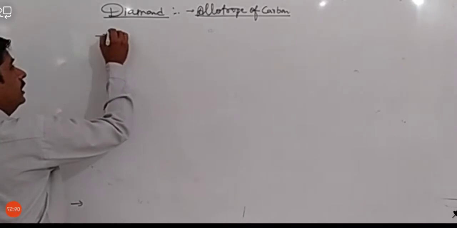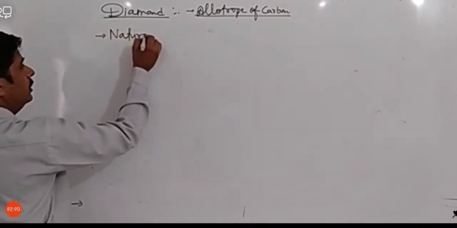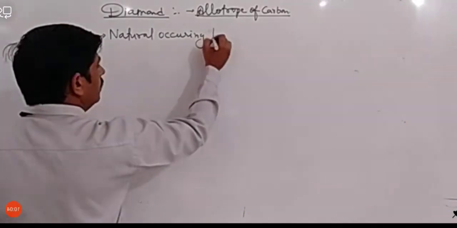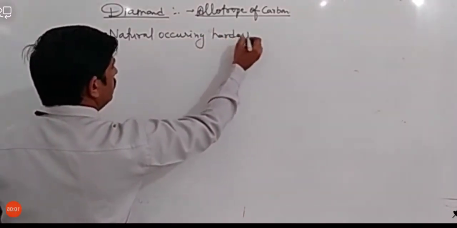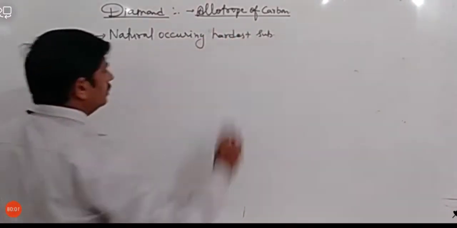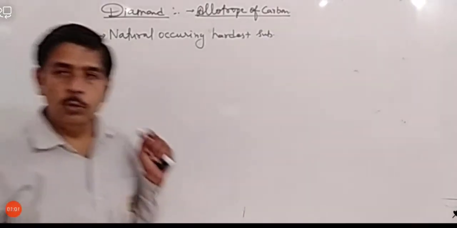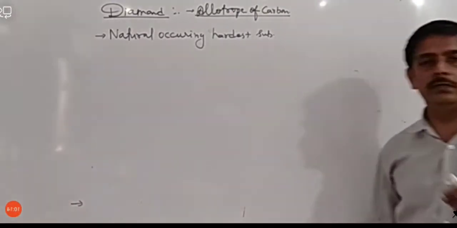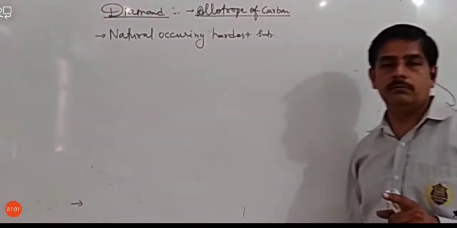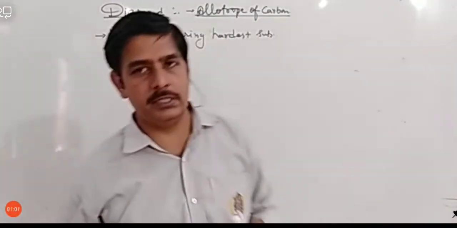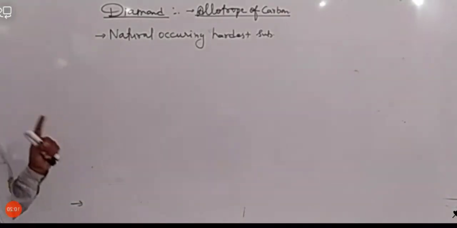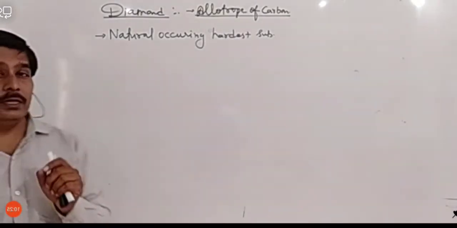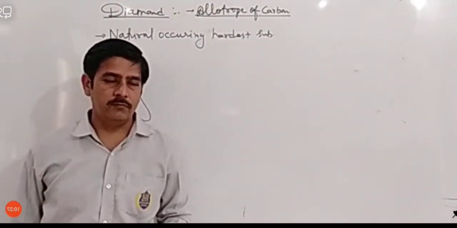And very important thing about the carbon, which we should remember, is it is natural occurring hardest substance. Okay. In nature, there is no other substance exists which is harder than diamond. Diamond is the hardest substance. So just remember this: diamond is the hardest natural occurring substance in the nature. So why it is hardest? So let's see why it is hardest.